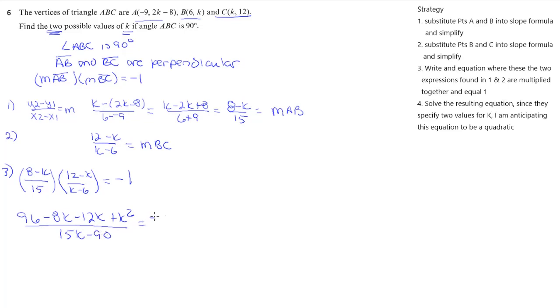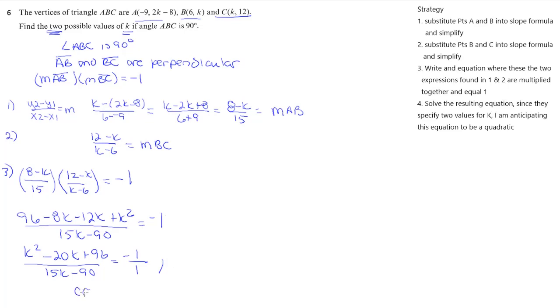Well, I can combine some like terms in the numerator of the first part, so I'm going to do that. I end up getting k squared minus 20k plus 96, and then still over 15k minus 90. And again, it's going to equal -1. Well, now I can make this -1 into a fraction, and then I can cross multiply when I've got two fractions equal to each other.